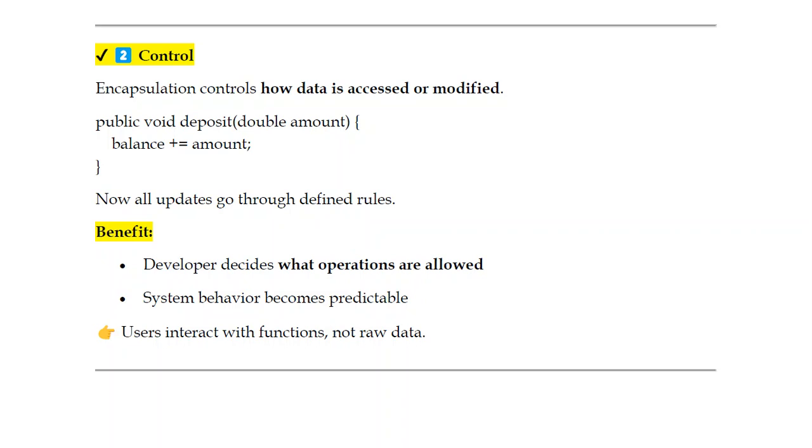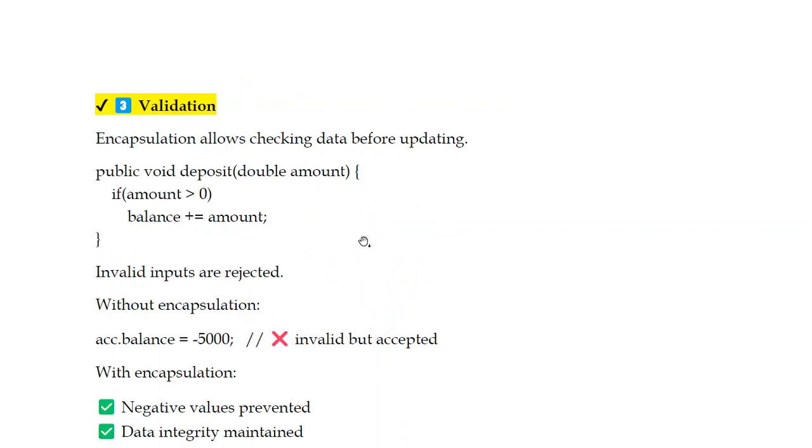So users interact with functions, not raw data. They are not directly accessing the balance. Am I right? We are just interacting with the function. Through the function, the message is passed, the data is passed. So balance plus that amount will be added.